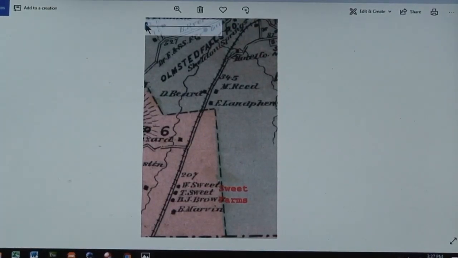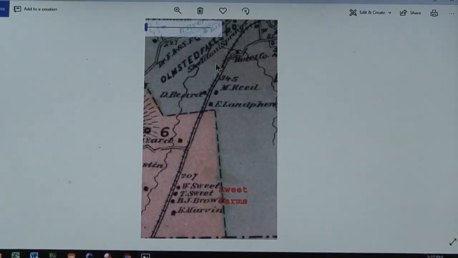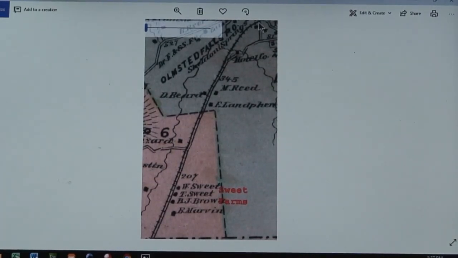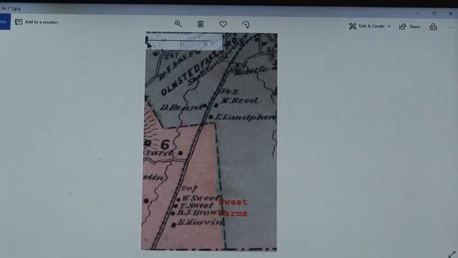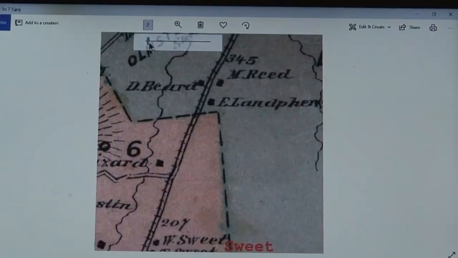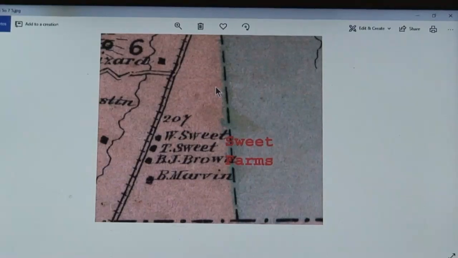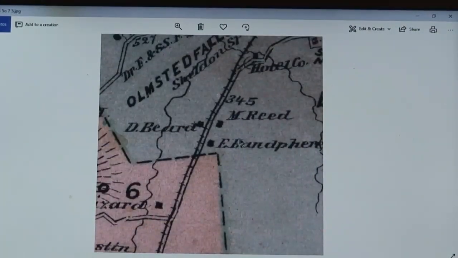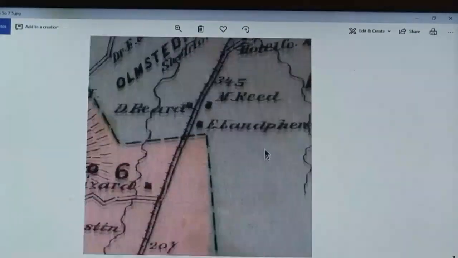This map shows from 1871 the rail trail as it proceeded from about the 5.5 mile marker up along the railroad tracks to about the 7.5 mile marker. This is the section that we know as Sweet Hollow. And this right here is the Sweet Hollow Road running right parallel to the railroad tracks.